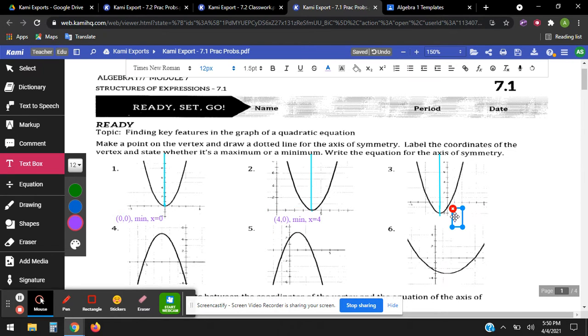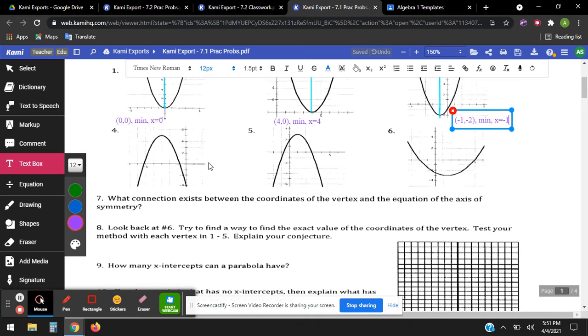Here, the vertex is at -1, -2. And this one is also a minimum. Notice how it's the lowest. And x equals -1. All right, let's do the next ones.